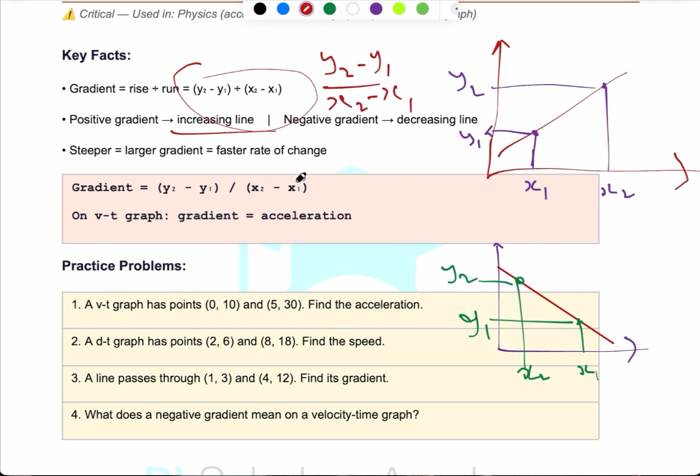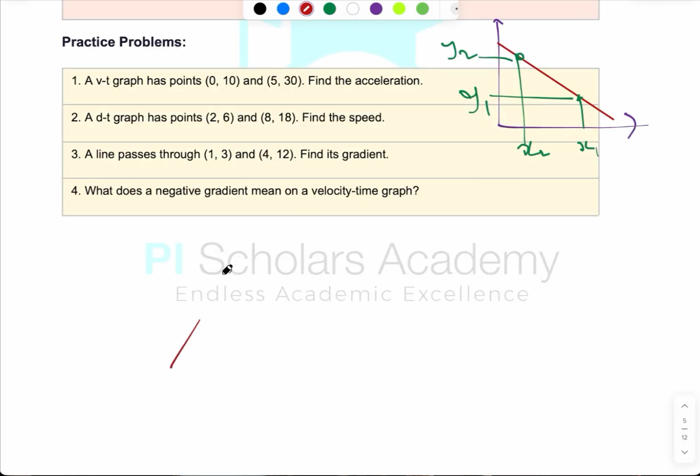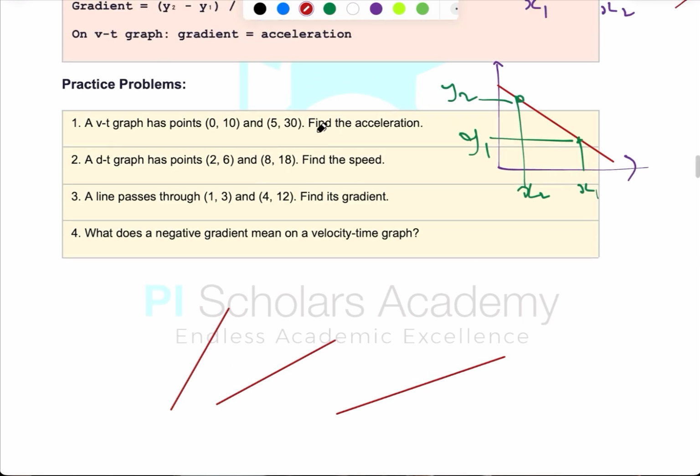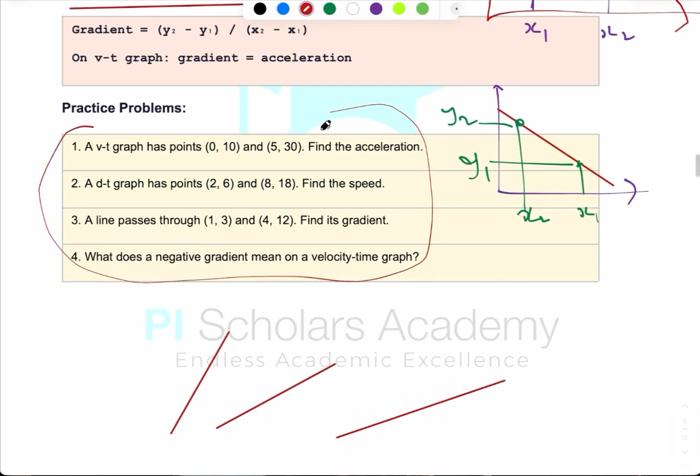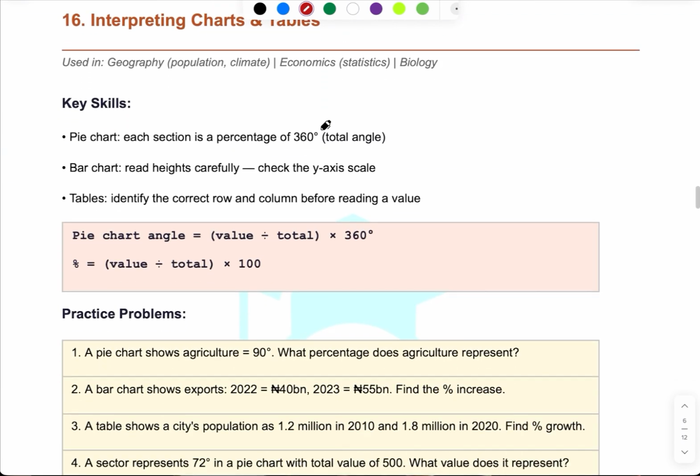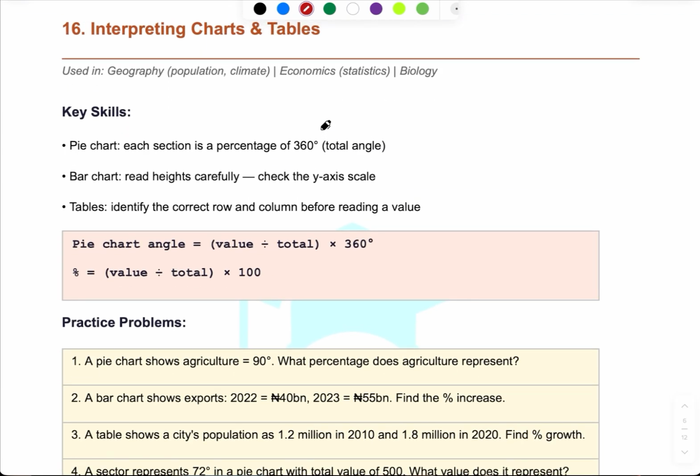So I've explained that positive means increasing, negative means decreasing, and if it is 0, that means it is constant, nothing is changing. And steeper also means larger gradient, and it means faster rate of change. What I mean by steeper is that if you look at this set of lines, the first one is steeper than the rest of them. So the steeper you are, the higher your slope is going to be. So you should be able to find the gradient and the slope of any of these problems.